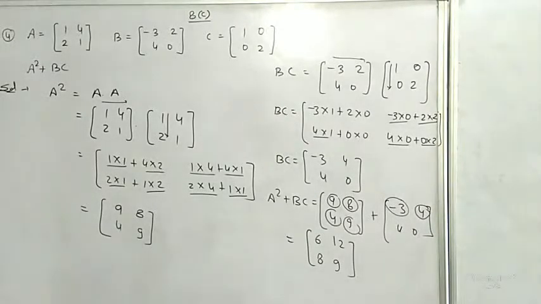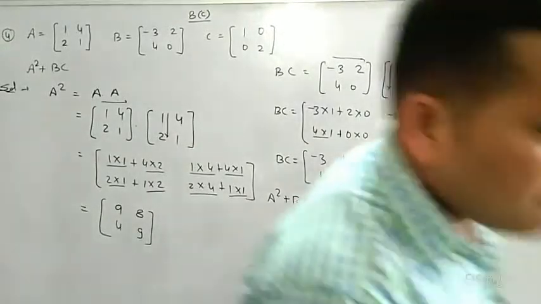Samarth, what is your answer? Question number 4. 6, 12, 8, 9. Samarth, please check your answer. What are you doing? Samarth Kukreti, please check your answer properly. 6, 12, 8, 9 is the answer of this question. Okay.